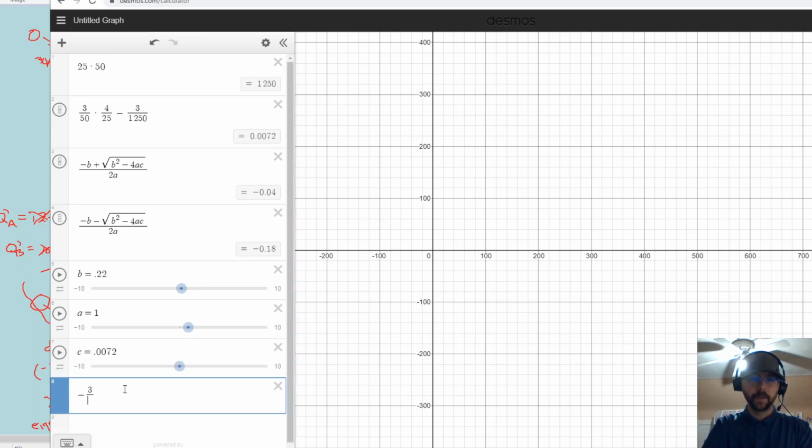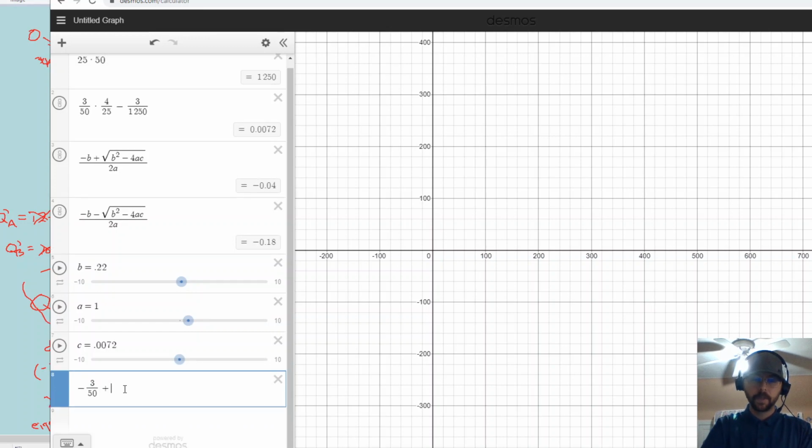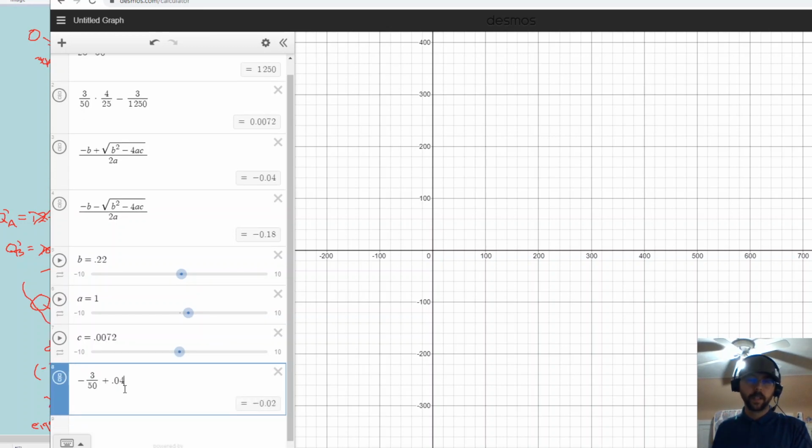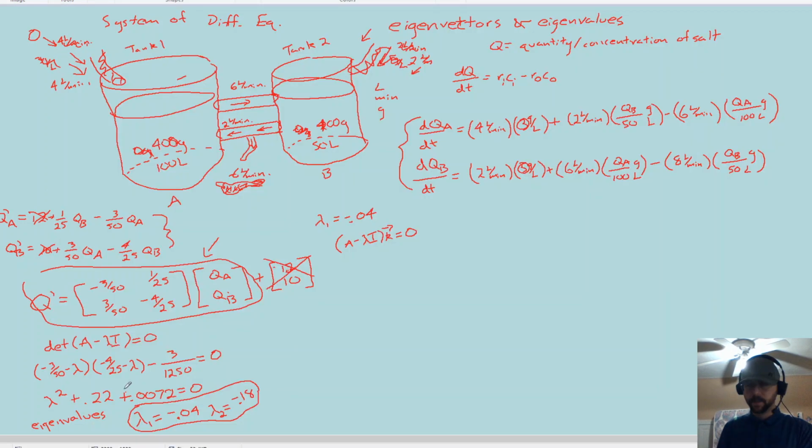Negative 3 divided by 50 plus 0.04 is going to be negative 0.02. So we're setting up a matrix. Try to continue to work down. I'm hoping to fit this all on one page, but it might not make it. So negative 0.02. The other two don't change.